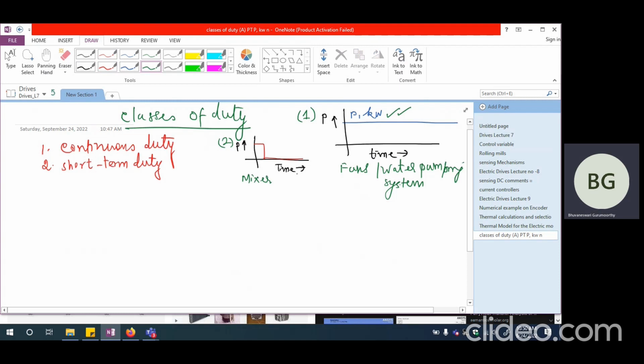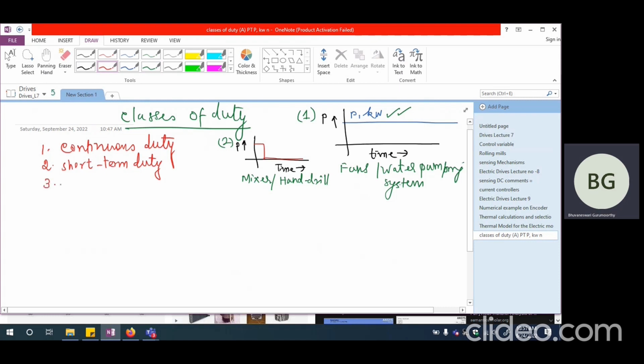We will just use it for a short while and turn it off, and then it will be off for a long time. Another typical example is a hand drill. We are not going to really use it for too long. Once we drill a hole, we do whatever we need to do further, and after some time, we might use it once again. So this is typically short-term duty.